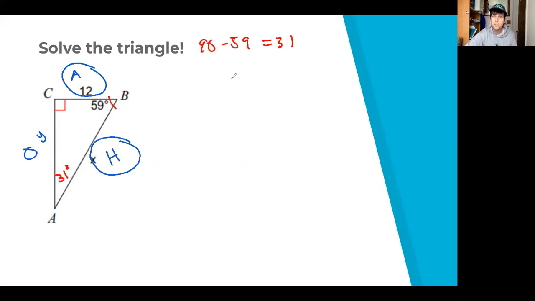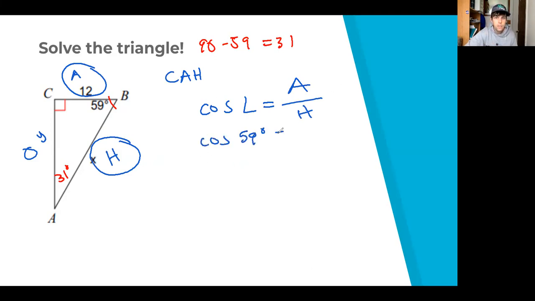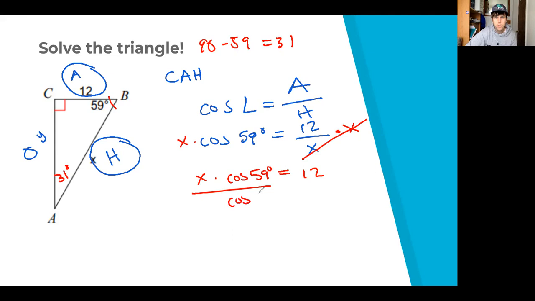So adjacent and hypotenuse, they tell us to use cosine, CAH. Right, so it's going to be cosine of our angle equals adjacent over hypotenuse. So that is cosine of 59 degrees equals 12 over x. And there we go. Now we solve this equation. This is the harder one where the x is on the bottom. So we have to get that x out of the denominator, multiplied on both sides. So we end up with x times the cosine of 59 is equal to 12. And then we have to divide both sides by cosine of 59.